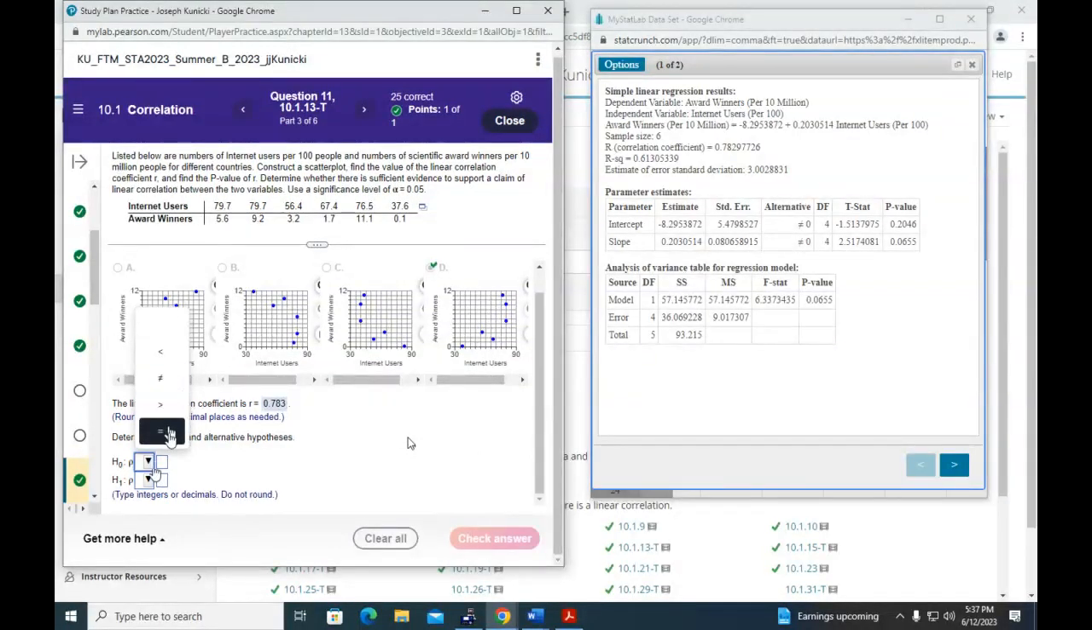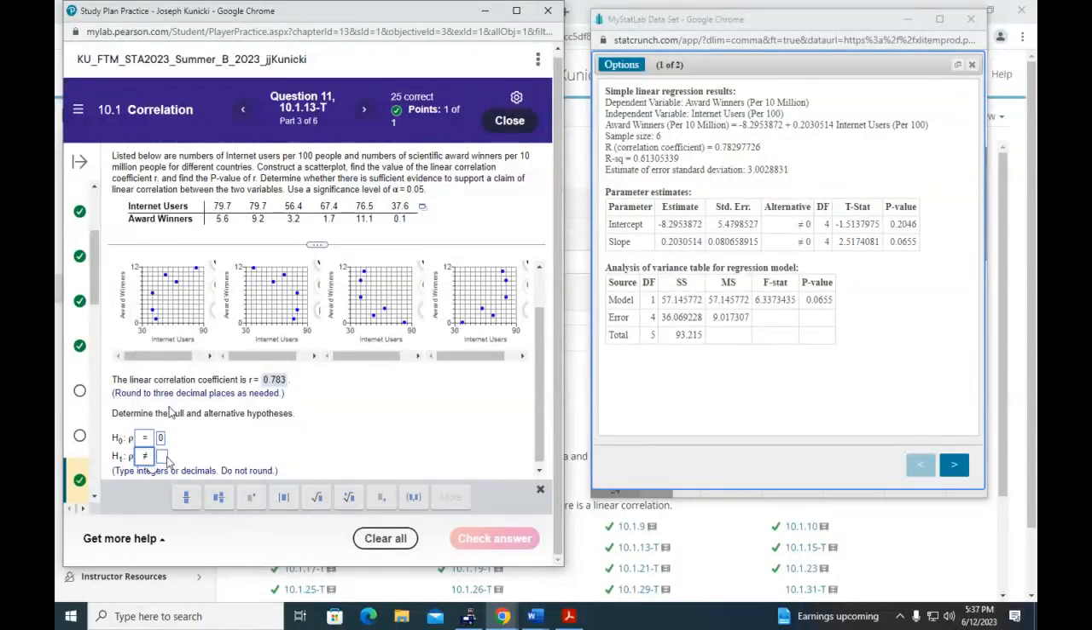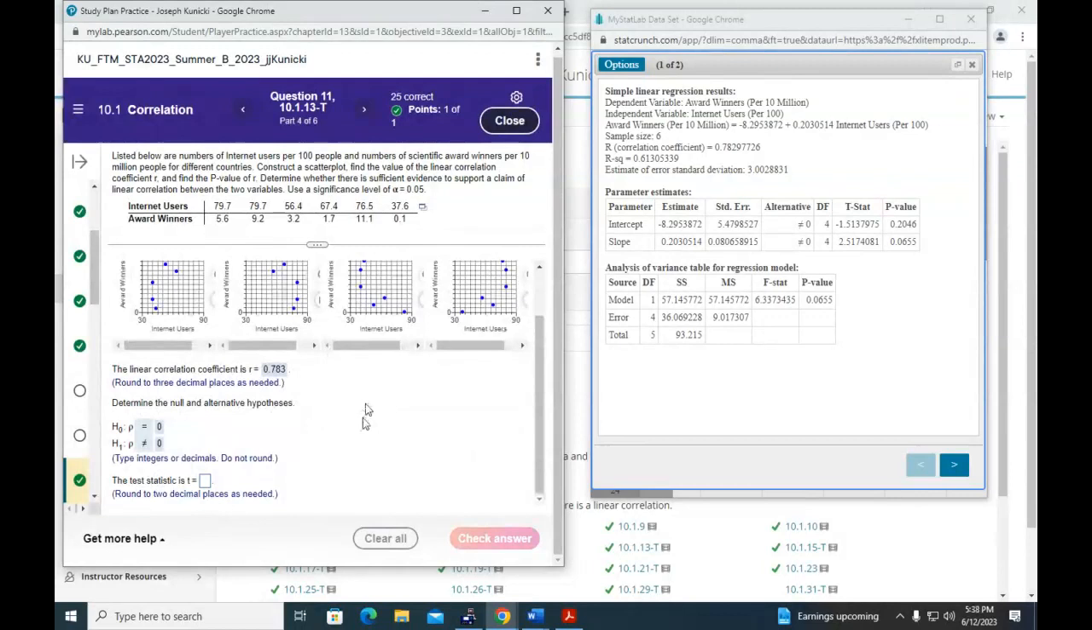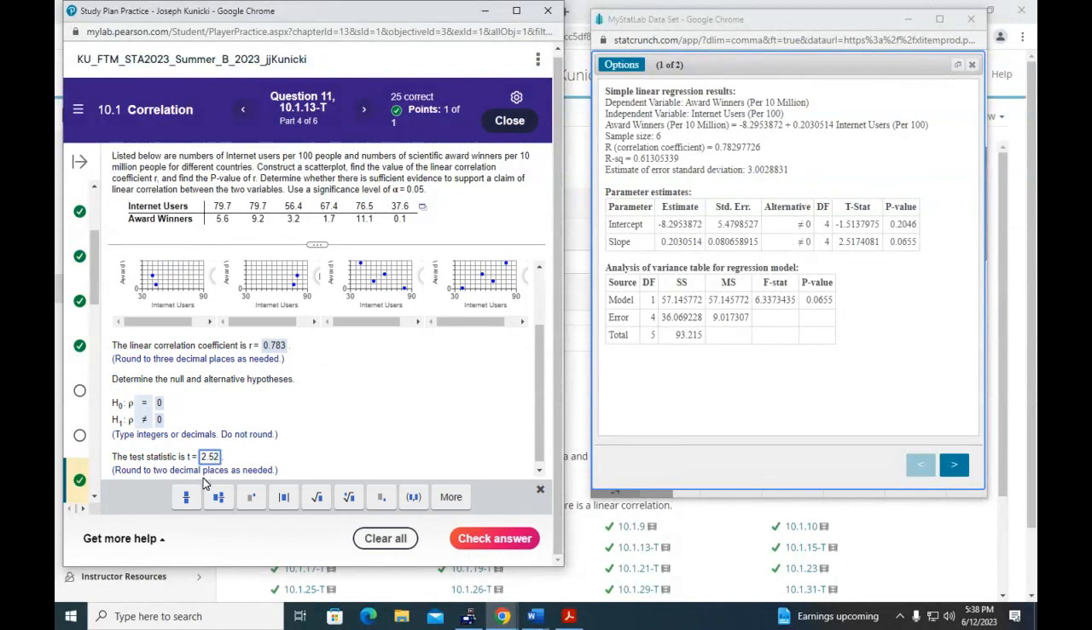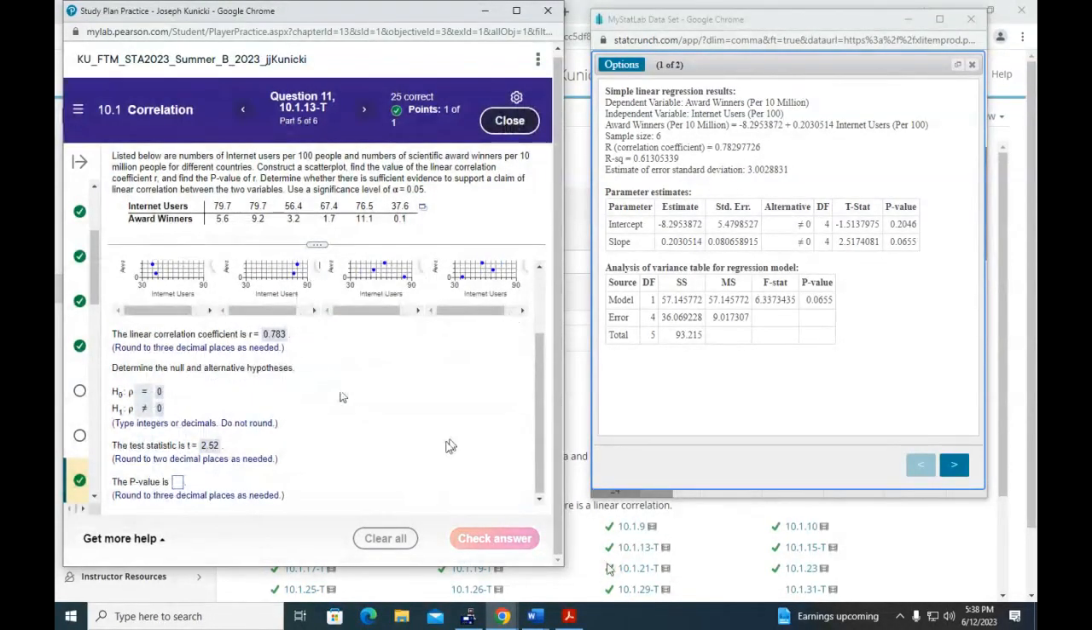So once again, you shouldn't miss these because the null is always equals to 0, and the alternative is not equals to 0. It never changes for any reason. The test statistic is this number right here, the t-stat for the slope. Remember, slope is related to R. The slope and R have the same sign. So there's your t-stat, 2.52 to 2 decimal places. And they want the p-value. The p-value is 0.066.